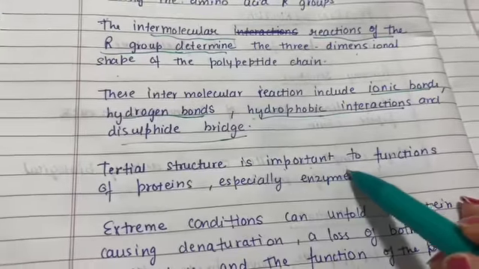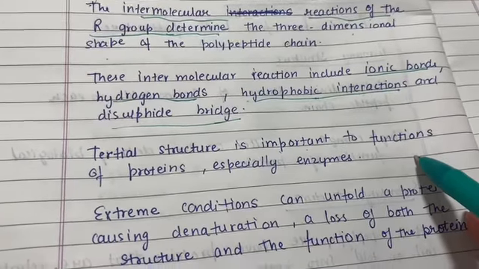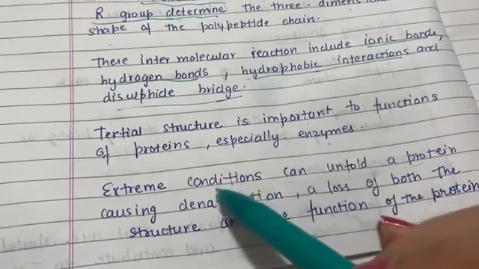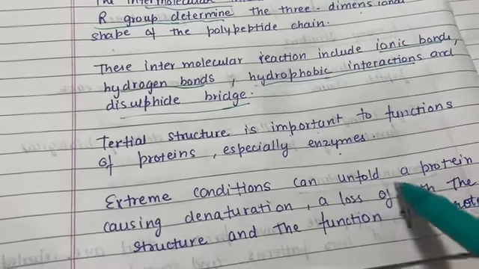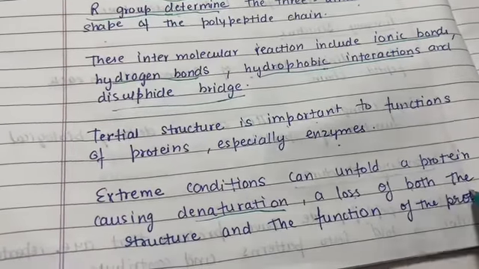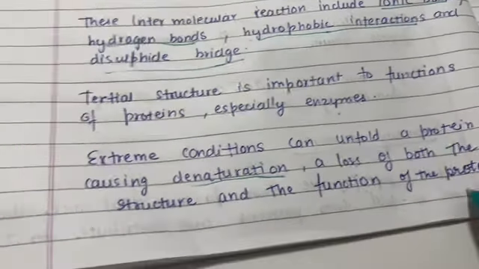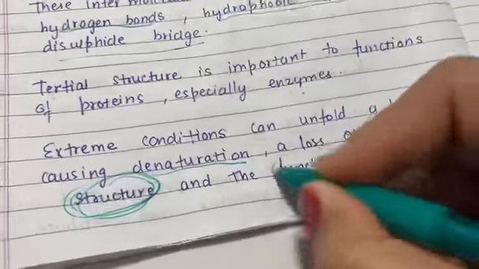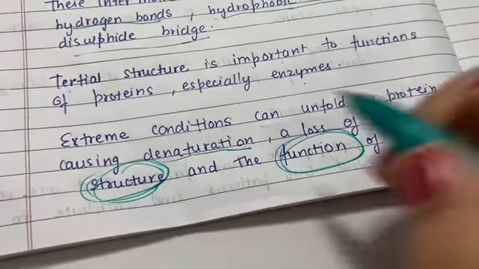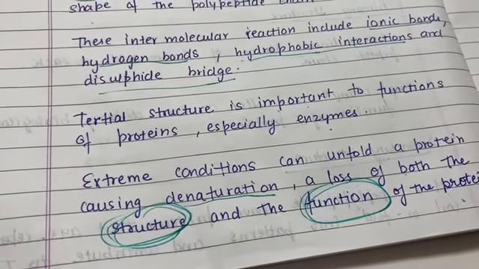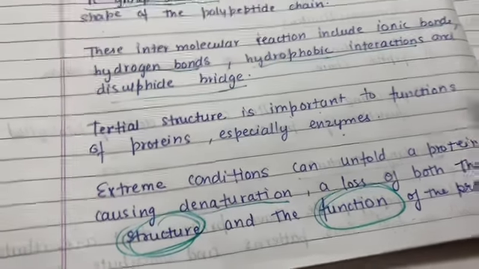Tertiary structure is important to the functions of proteins, especially enzymes. Extreme conditions can unfold a protein, causing denaturation, a loss of both structure and function of the protein. So denaturation is the loss of structure as well as function. Denaturation can be caused by a rise in temperature.